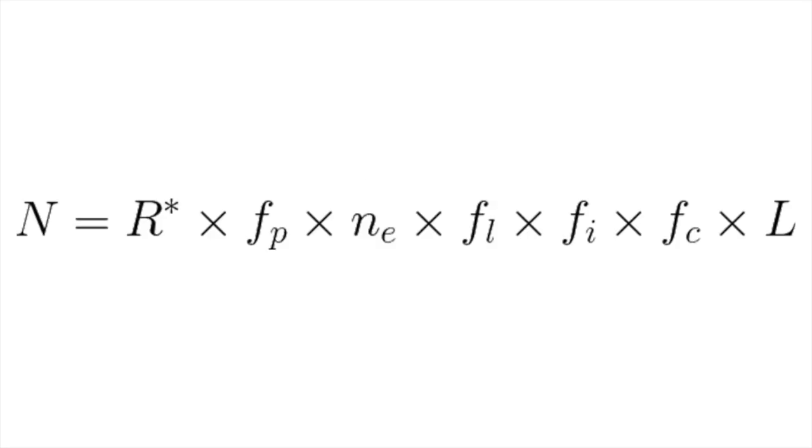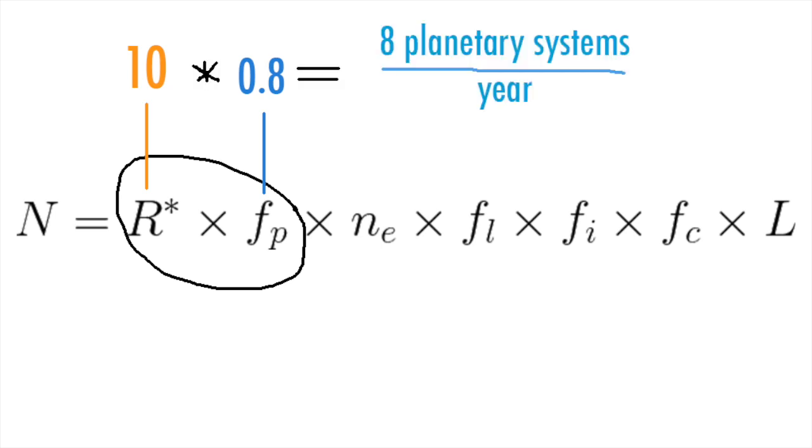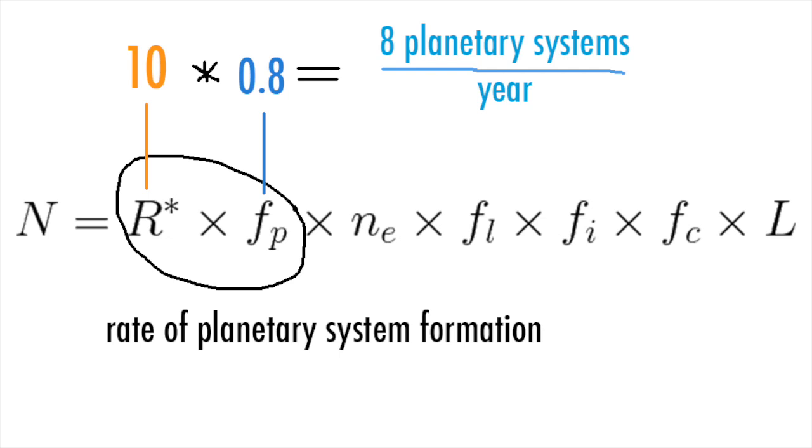It sounds confusing for sure, but in fact, it is quite simple to explain if we multiply one factor at a time. First, we take the product of R star and f sub p. Imagine R star is 10 and f sub p is 0.8. If there are 10 new stars per year, and 80% of them have planets, then 8 new planetary systems are formed each year. So, R star times f sub p is the rate at which planetary systems form.